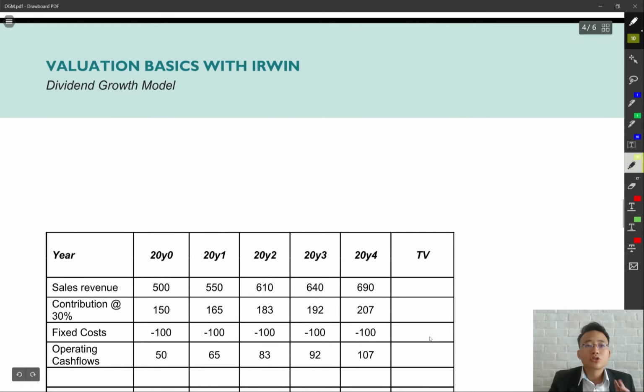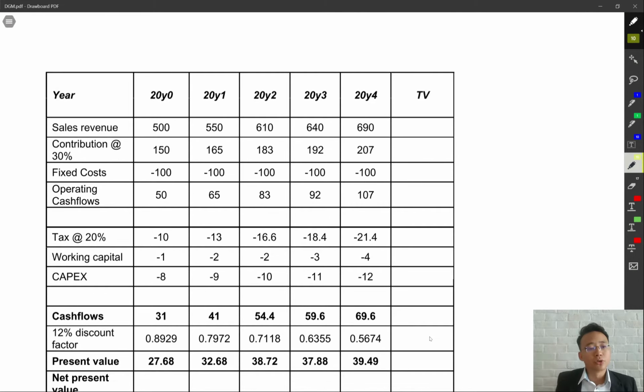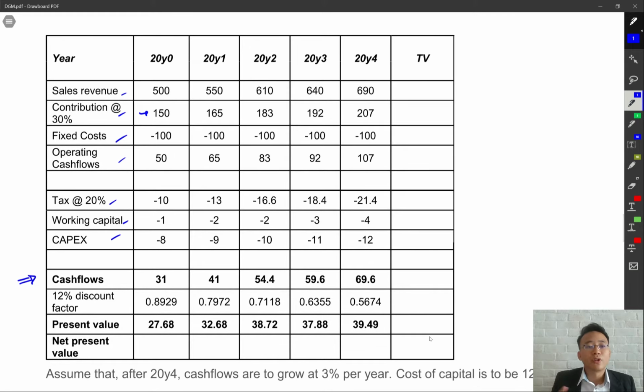Let's go now. So here we have a set of cash flows. Do not be overwhelmed by the numbers. They are placed in there to give you a realistic sense of how the question is. And they're quite simple. You have your sales. There will be a contribution of 30% on the sales. So this is your contribution. You minus off your fixed costs. Alright? And you have operating cash flows. Factor in your tax, working capital, and capex. You are now deriving the final cash flows for each period.